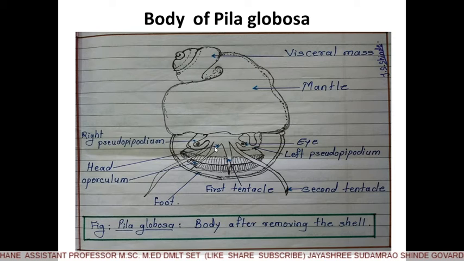See, these are the tentacles. Two are small and two are long. The small pair is known as the first pair of tentacles or labial palps. They lie in front, and behind them there is a second pair of tentacles which are longer and highly contractile.